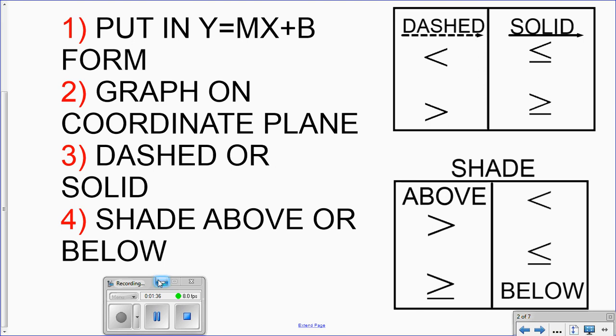Okay? Have Charlie climb the mountain, and he can tell you where the sky is and where the mountain is, and that way you know where above and below the line is. If you have no idea who Charlie is, don't worry about it.